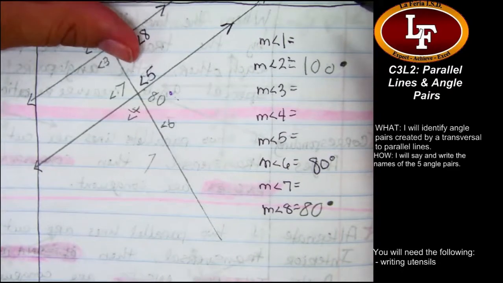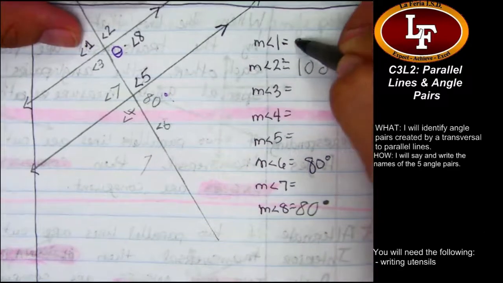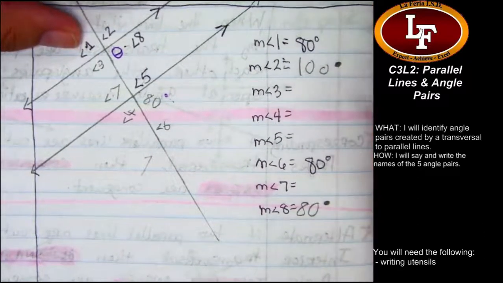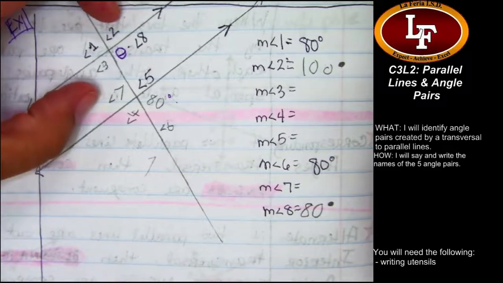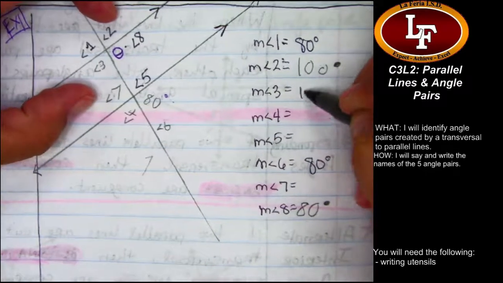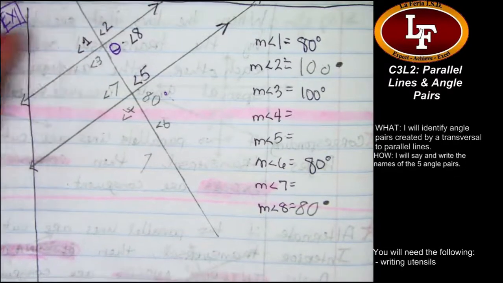Okay, so angle 8 is 80 degrees. Angle 8 is vertical to angle 1, so angle 1 is also 80 degrees. Angle 2 is 100 degrees and vertical to angle 3, so angle 3 is also 100 degrees. Can I do the next two? Sure.